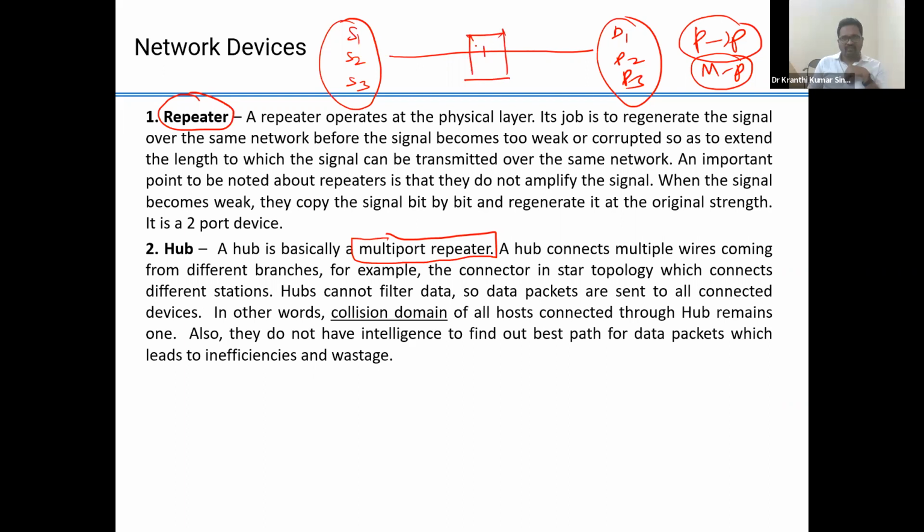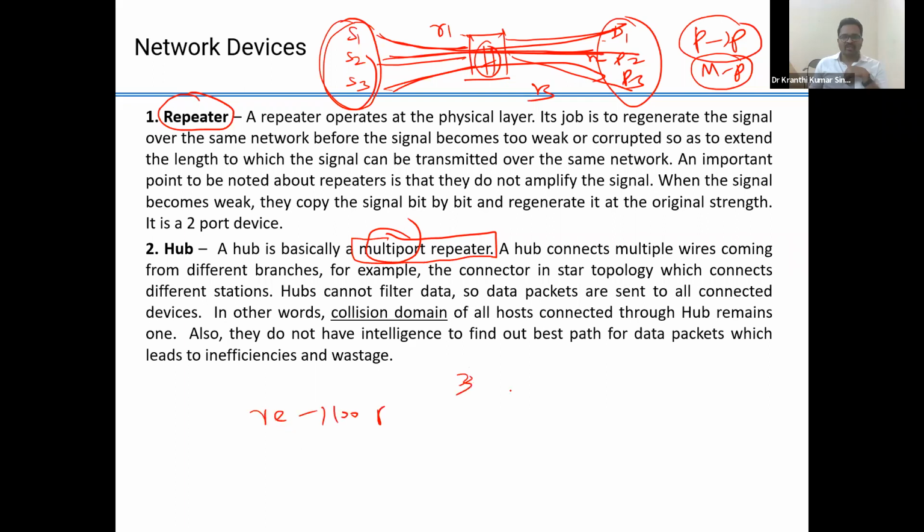Here I am providing the hub. This hub contains multiple ports. For three source devices, I am using 3 ports, and for the destination, 3 ports. So this acts as repeater 1, repeater 2, and repeater 3. To buy one repeater may cost 100 rupees, so 3 repeaters will cost, for example, 300 rupees. But a hub is available for 200 rupees only.